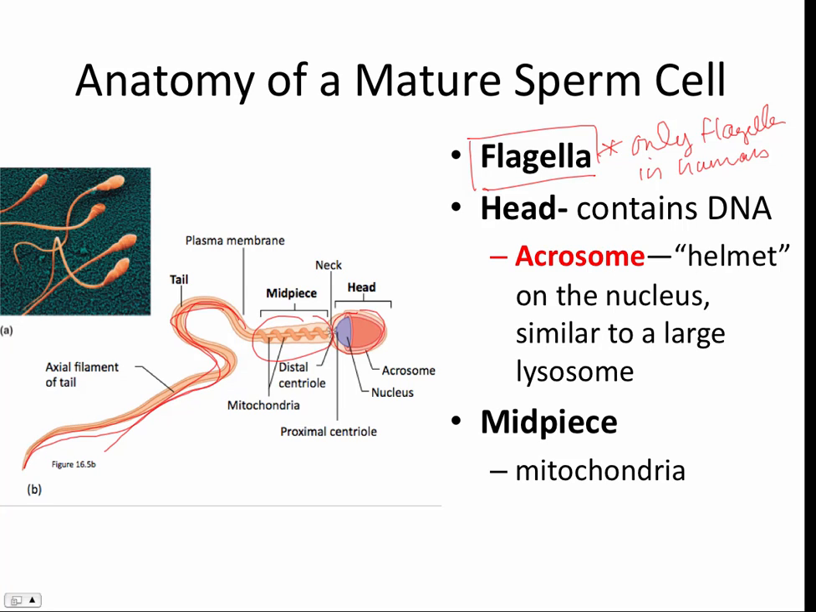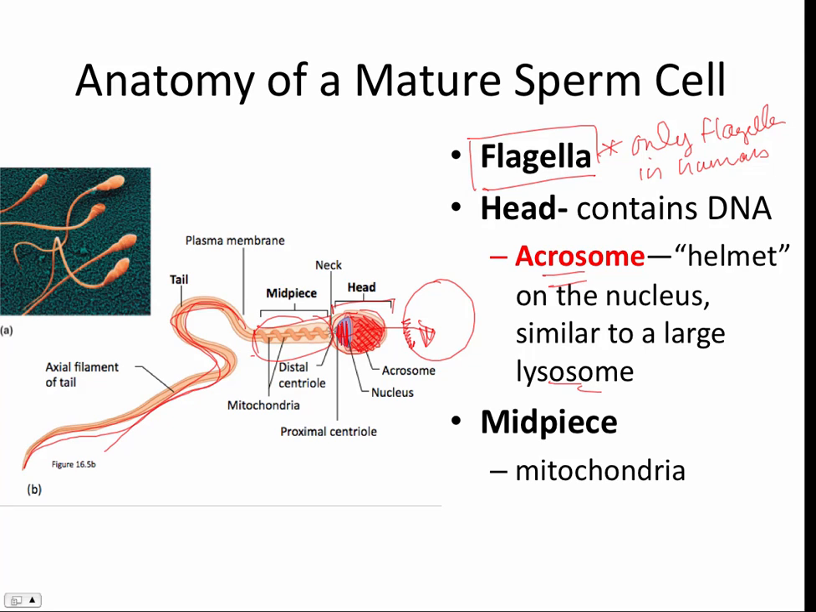This head contains this little helmet that you see here in red, and this is called an acrosome, which contains lots of digestive enzymes that are similar to lysosomes, so that the moment it reaches the egg, it can start digesting away the outermost layer of the egg, penetrate into the egg, and release its DNA genetic material into the egg. So the head also contains all the genetic material. Here in purple is all of that DNA.